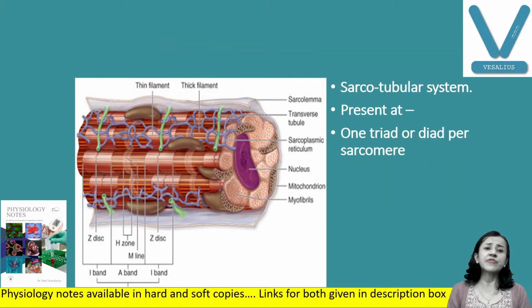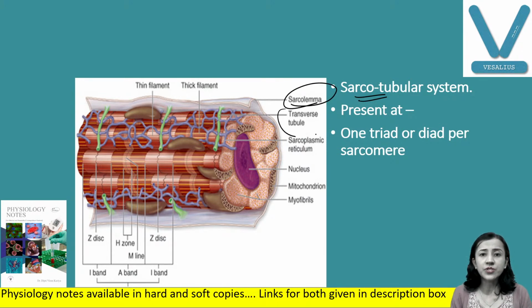Now another characteristic feature of cardiac muscle is that it has a well developed sarcotubular system. And T-tubules, as we have discussed in skeletal muscle, are extensions from the sarcolemma. You can see here, this is the sarcolemma and this is the T-tubule, the transverse tubule, this green colored one. The difference between skeletal and cardiac muscle is that T-tubules in skeletal muscle are present at the AI junction, and in cardiac muscle they are present at the Z disc.